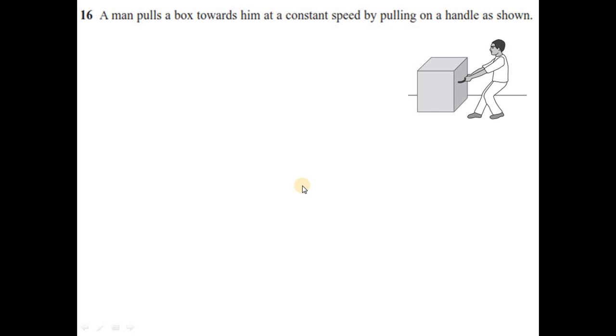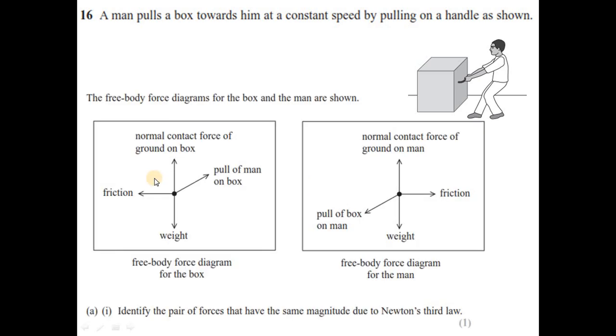Question number 16. A man pulls a box towards him at a constant speed by pulling on a handle as shown. The free body diagram for the box and the man are shown. So this is the free body diagram for the box, and this is free body diagram for the man. Identify the pair of forces that have the same magnitude due to Newton's third law.